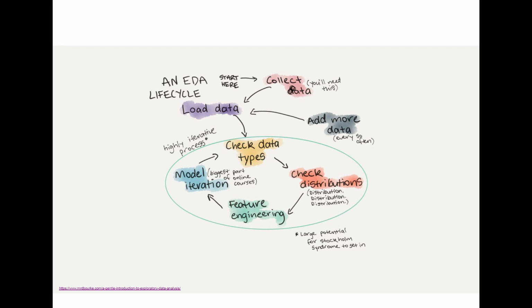Okay, so once you have collected data, and this is going to be an ongoing process. Here they're saying add more data every so often. We're going to load the data into our exploratory data analysis process. We're going to check the types of the various columns in our data. We're going to check the distributions of all those columns to see whether we notice any skewed or ridiculous distributions, whether we discover outliers that don't make any sense.